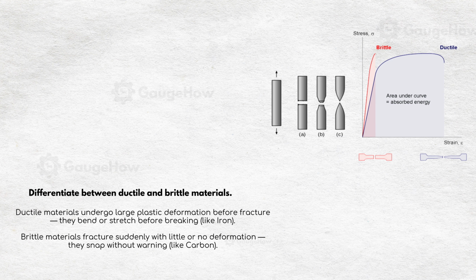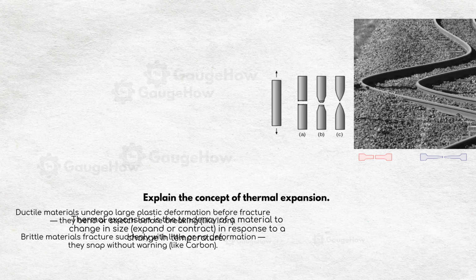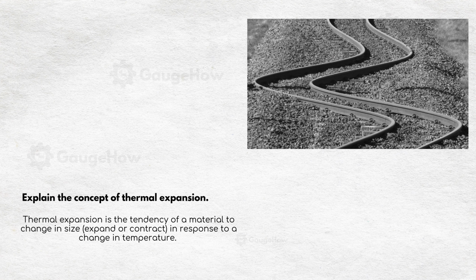Our next question is, differentiate between ductile and brittle materials. Ductile materials undergo large plastic deformation before fracture. They bend or stretch before breaking. Brittle materials fracture suddenly with little or no deformation. They snap without warning.